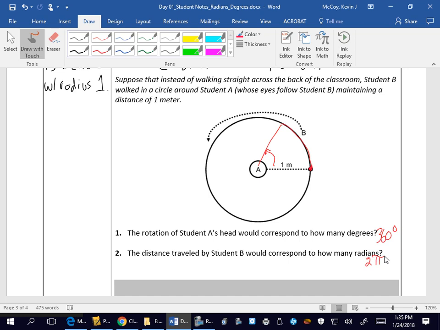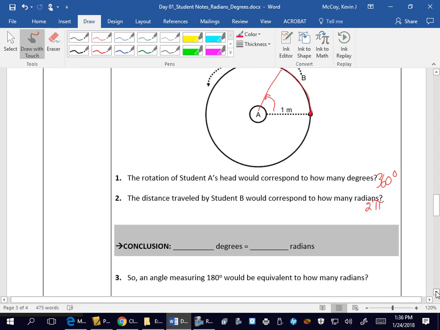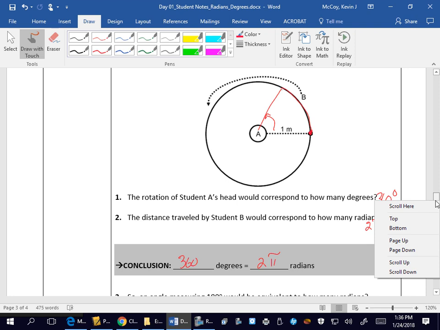So ultimately, the conclusion here is that 360 degrees is the same as 2 pi radians. Okay, and that's an extremely important concept when it comes to trig, and that's pretty much what we're going to be starting with by going through this unit.